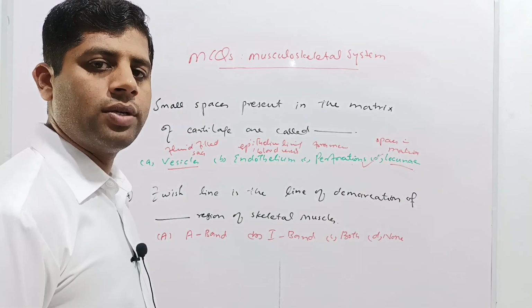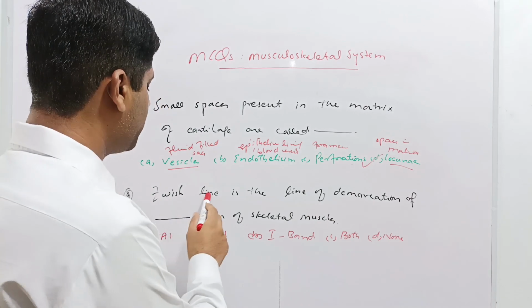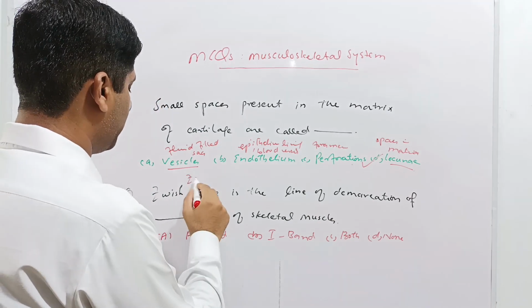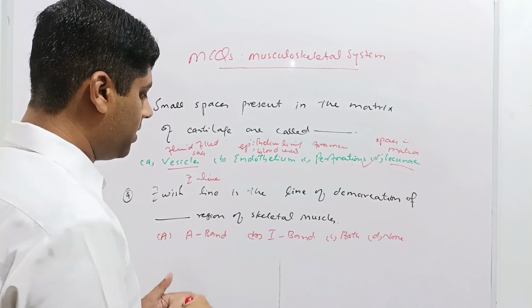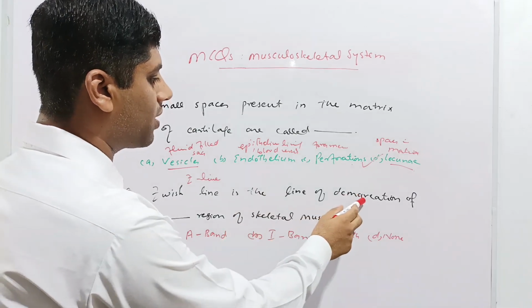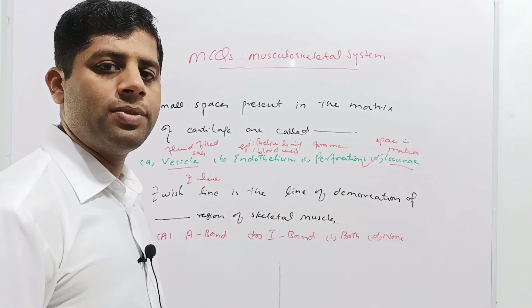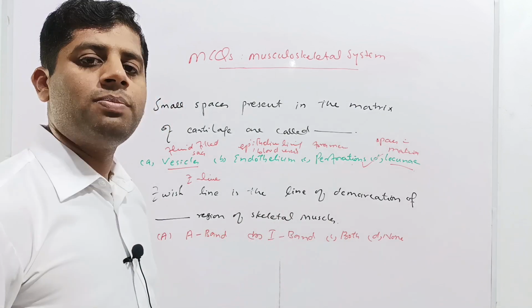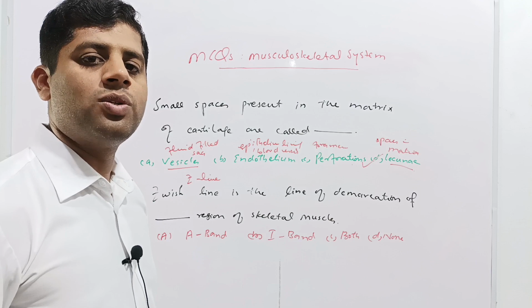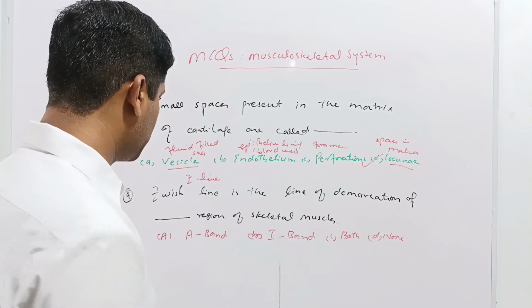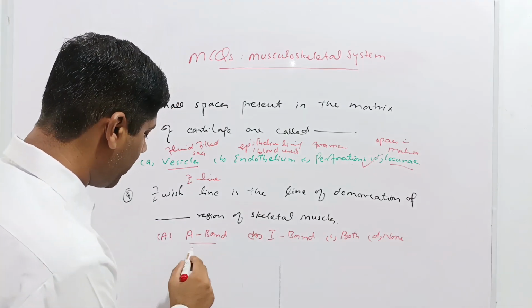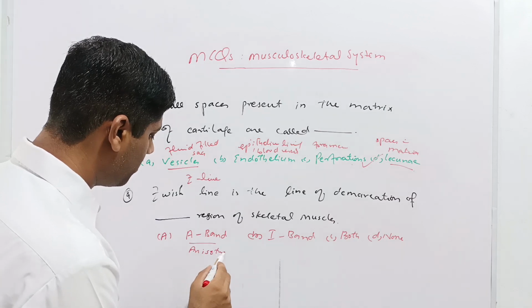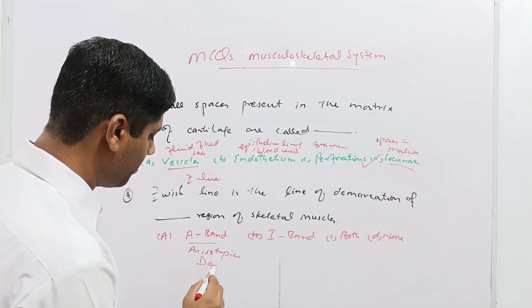Next question is, Zwischen line is also called Z line. Z line or Zwischen line is the line of demarcation. Line of demarcation means line of differentiation of dash region of the skeletal muscles. Simply he is asking about the Z line, where it is located in the skeletal muscles. So given options are A band, also called anisotropic band, commonly known as dark band.